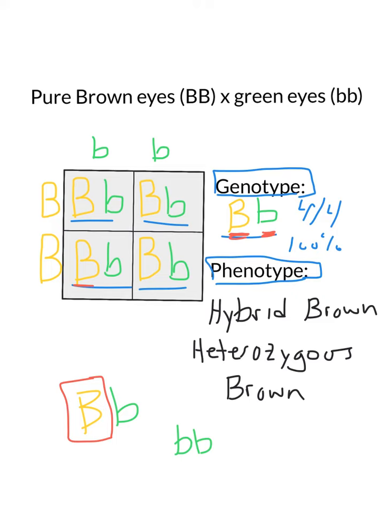So now we fully explained our Punnett square with our genotype of big B, little b 100% of the time, and our phenotype hybrid brown eyes or heterozygous brown eyes.